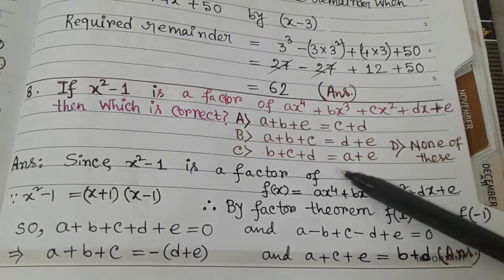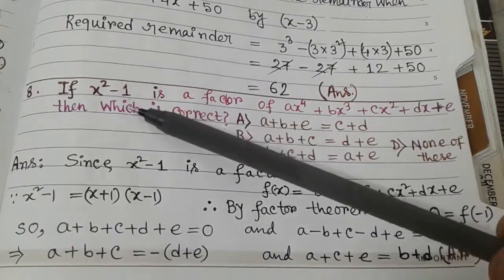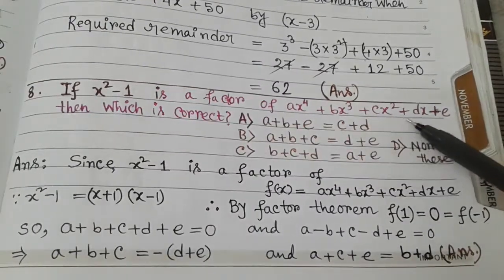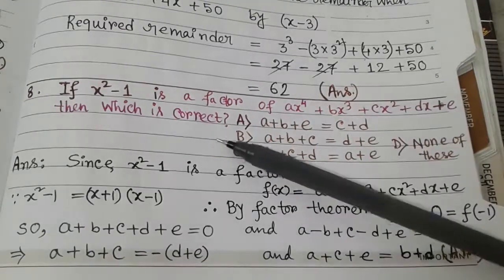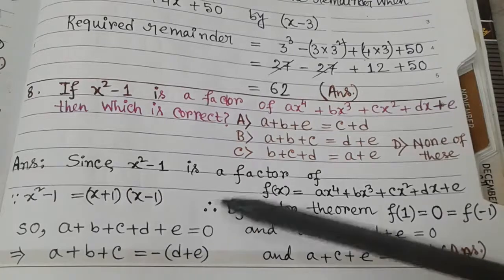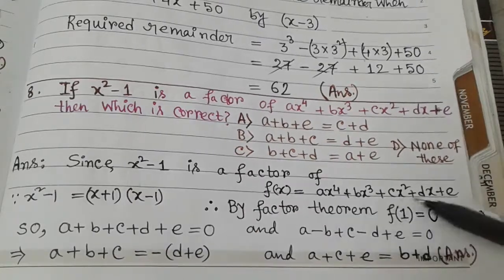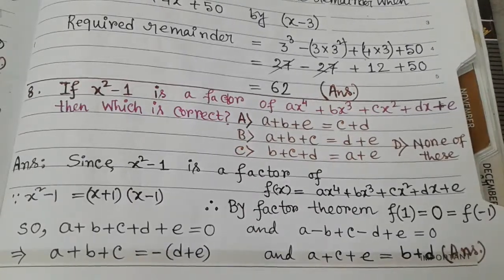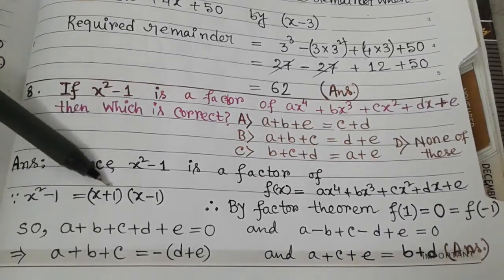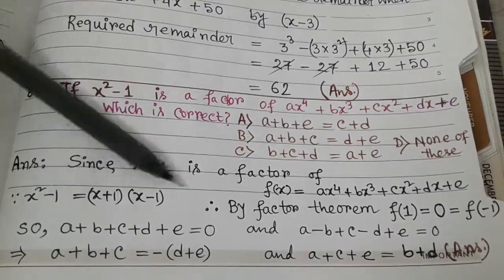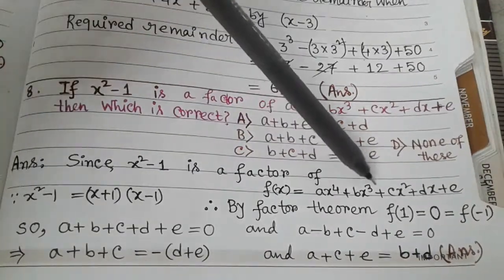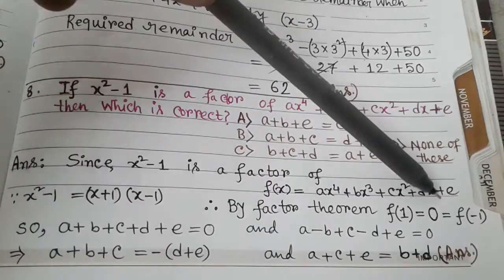This is an interesting problem. If x square minus 1 is a factor of ax to the power 4 plus bx cube plus cx square plus dx plus e, then which is the correct answer? Since x square minus 1 is a factor of f of x equal to this, we can split x square minus 1 into two factors, that is x plus 1 and x minus 1, and by factor theorem we get f of 1 is equal to 0 and f of minus 1 is equal to 0.